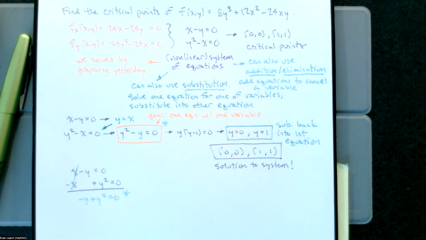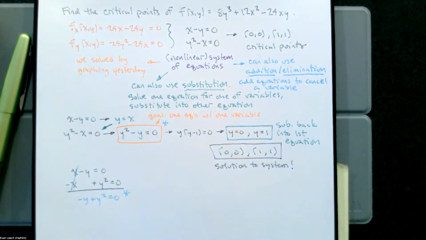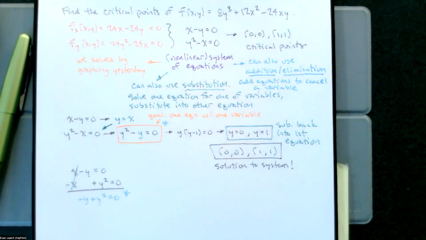This one is less useful than substitution because we need to be able to cancel out a variable. If that first equation was x minus y plus x squared equals 0, now this method is just off the table, because I wouldn't be able to cancel out a variable by adding the equations together. So we were kind of lucky in that regard.